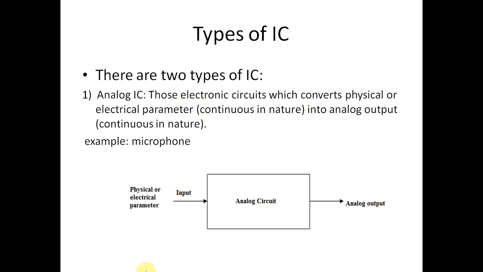Here a physical or electrical parameter is converted into analog output. Analog output is nothing but the final output in this fashion. Here the physical or electrical parameter is nothing but your voice, audio, video, picture, etc. These are related to the physical parameter. The example of analog IC is the microphone. Here the microphone converts the sound signal into a large number of electrical signals with the help of the mic.